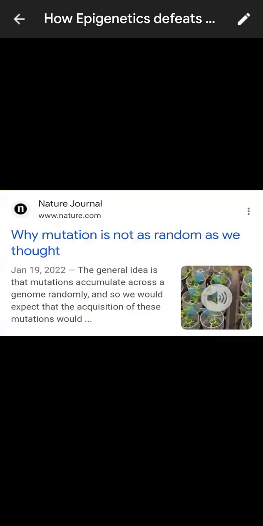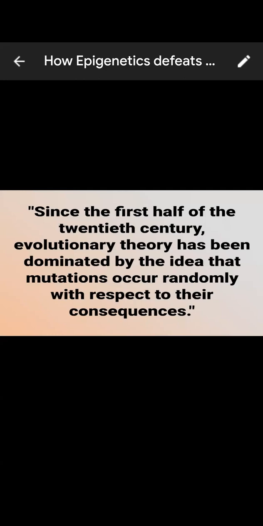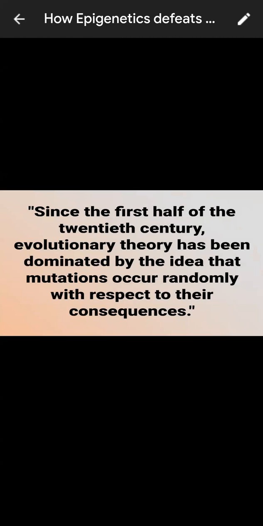Just last year, Nature Journal, which is the most popular and prestigious of journals of evolution, pointed out that mutation is not as random as we thought. They go on to say, since the first half of the 20th century, evolutionary theory has been dominated by the idea that mutations occur randomly with respect to their consequences. This is an incredibly important statement because that is the basis of neo-Darwinian evolution.